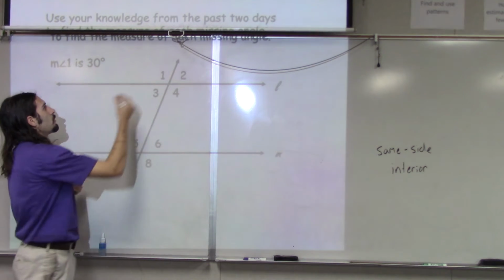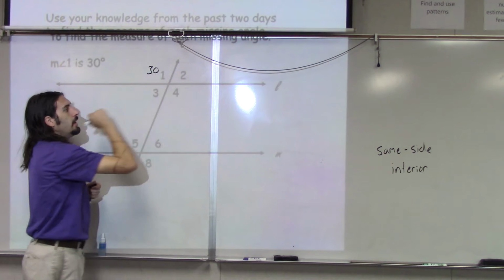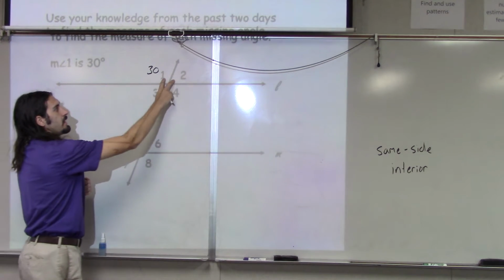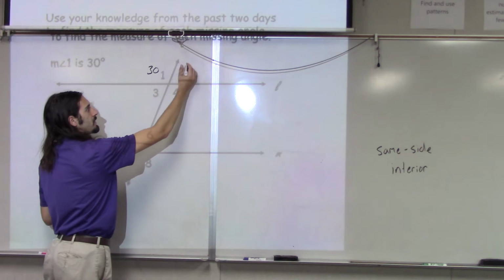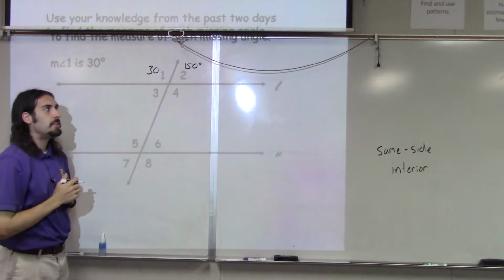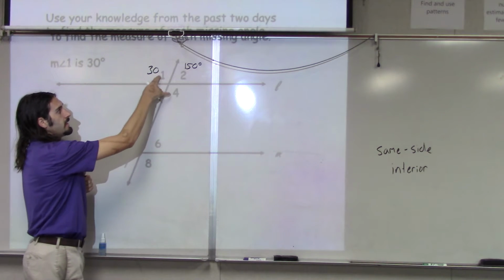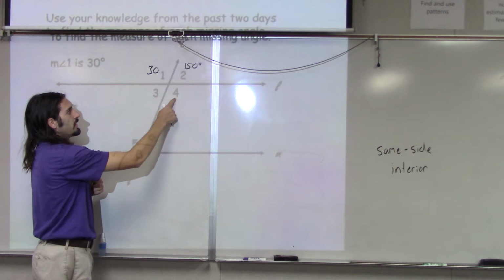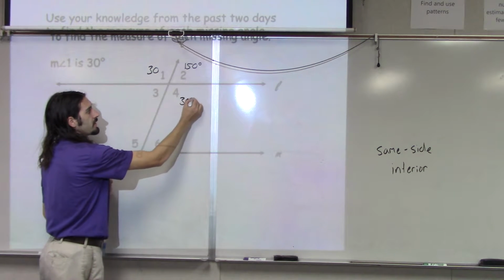We're starting here. We know that angle 1 is 30. And you have a choice. You could say these two are a linear pair, so they add up to 180 and this must be 150. That is something you could say. You could say, hey, these two are vertical angles, so because they're vertical angles, I know angle 4 is 30.